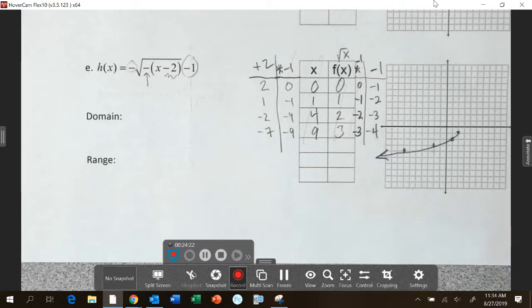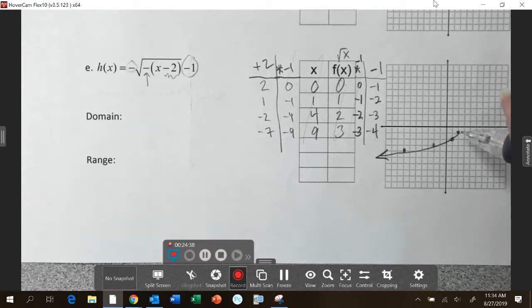So what I like about doing transformations is that we can find this endpoint really easily. Whereas if you're just plugging in random numbers, finding that endpoint may take you a while. So that's what I like about transformations.